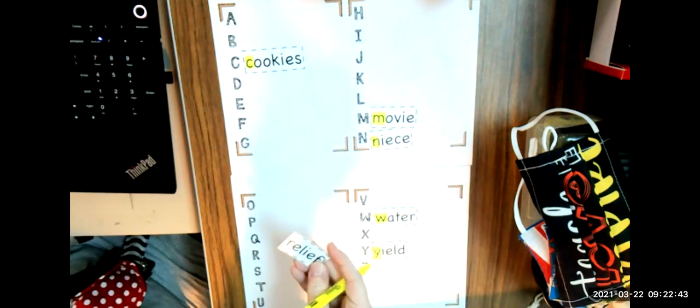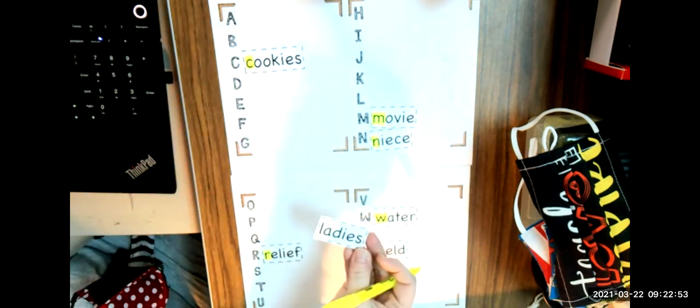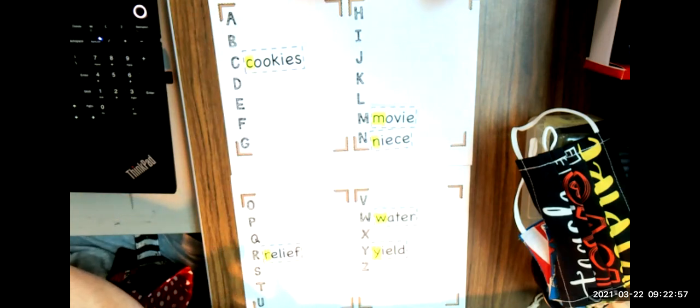Now I have the word relief, and it starts with the letter R. I'm going to put it with my R. Now I have ladies. It starts with the letter L.